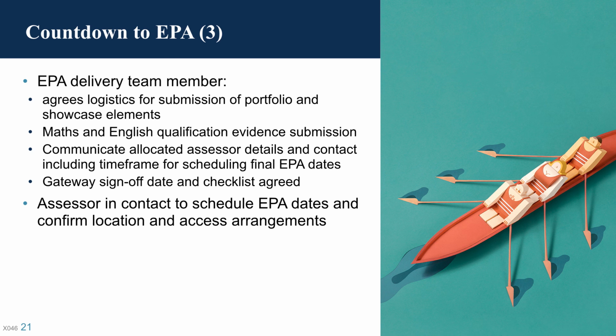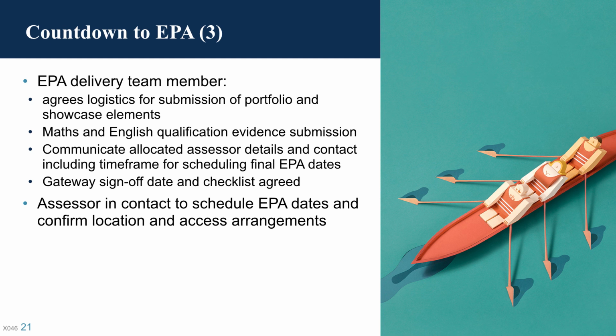At this stage, at least a month before the endpoint assessment is due, we should have a gateway sign-off date and checklist agreed. We will have a template sent to you, which is essentially a pro forma for the employer to sign off as a gateway for the apprentice, to make sure that they're happy and confident that the apprentice is ready to take their assessment. And there'll be a checklist of evidence documents that we would need from the training provider, the employer, or the apprentices, which signifies the apprentice having gone past the gateway stage.